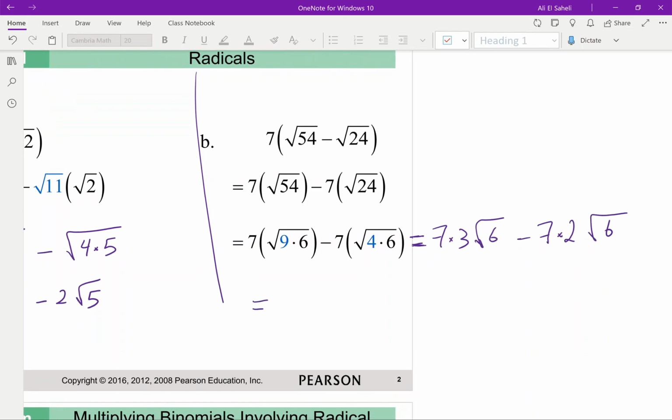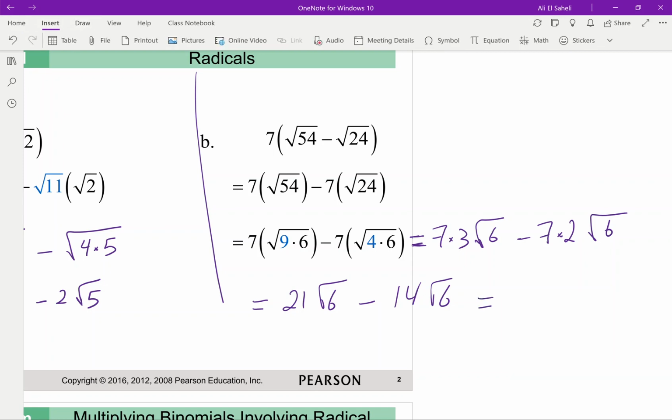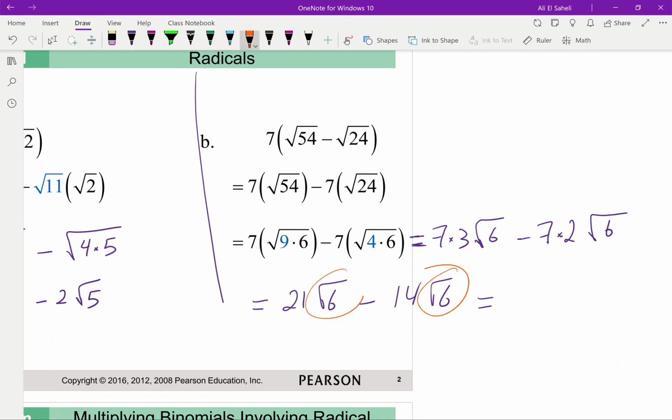So this is 7 times 3 is 21, minus 7 times 2, and now these can be combined, because we have the same radical term, okay, so 21 radical 6 minus 14 radical 6, so this is 7 radical 6.